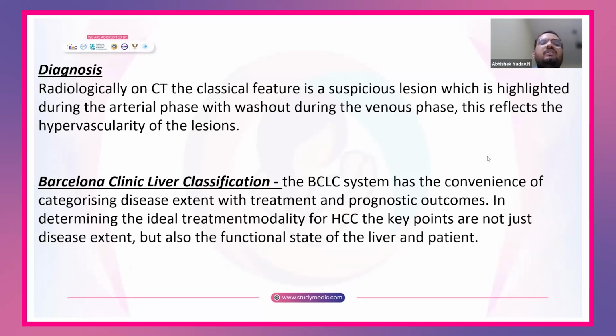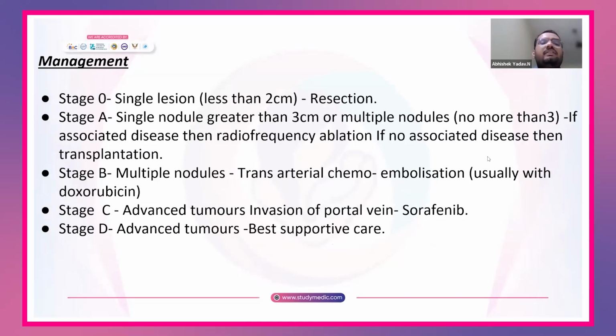Okay. Then we have something called the Barcelona Clinic Liver Cancer classification. This is a convenient way of categorizing the disease extent with treatment and prognostic outcomes. Okay. So it determines the ideal treatment modality based upon the functional state of the patient as well as the liver. So we have a 5-grade staging. Stage 0 is a single lesion of less than 2 centimeters. In such conditions, you can go for resection, direct resection of the entire segment involved.